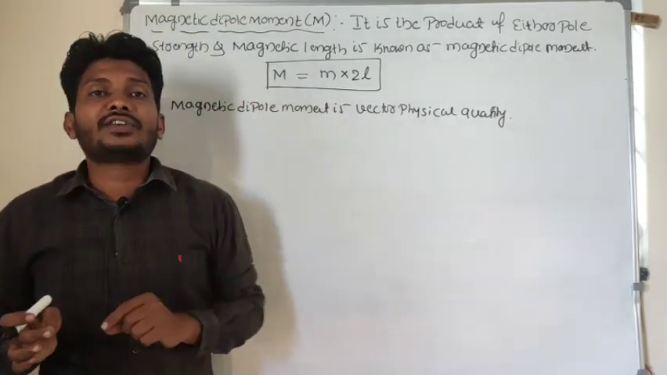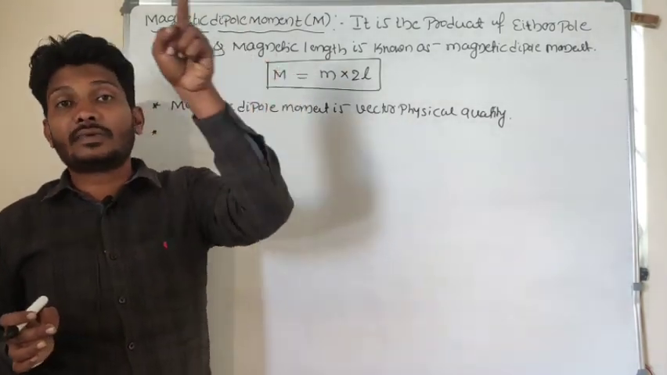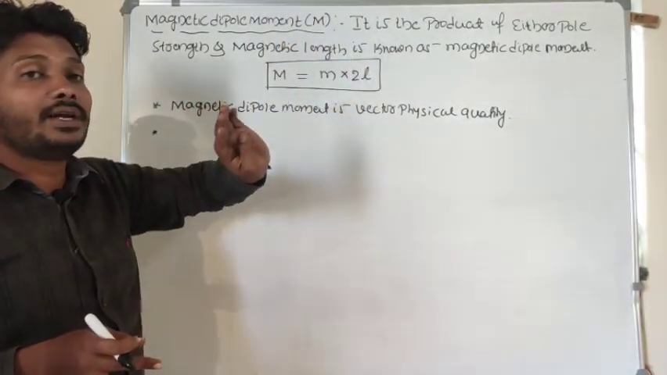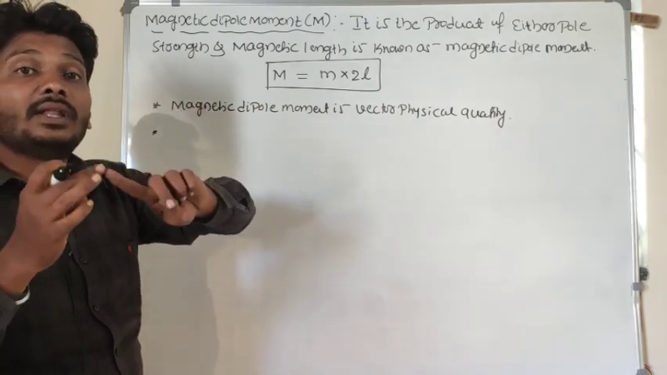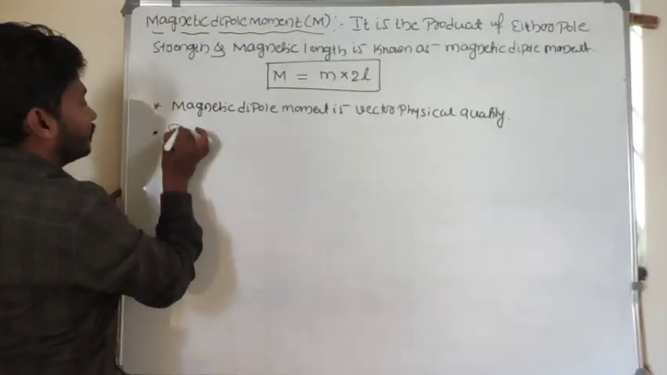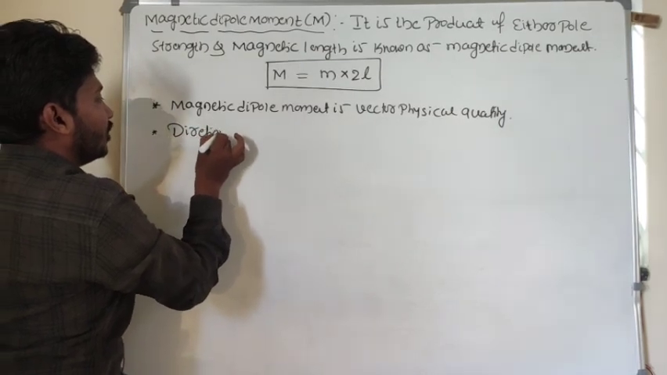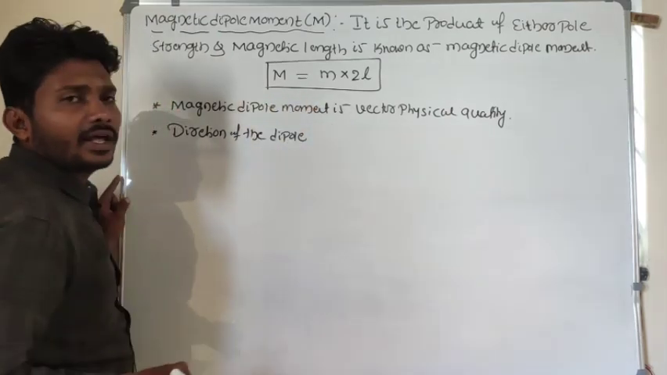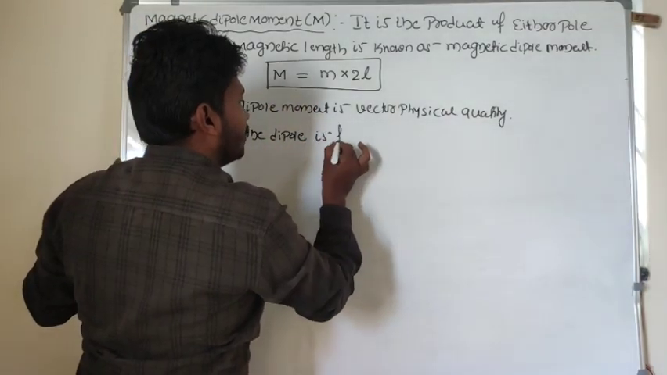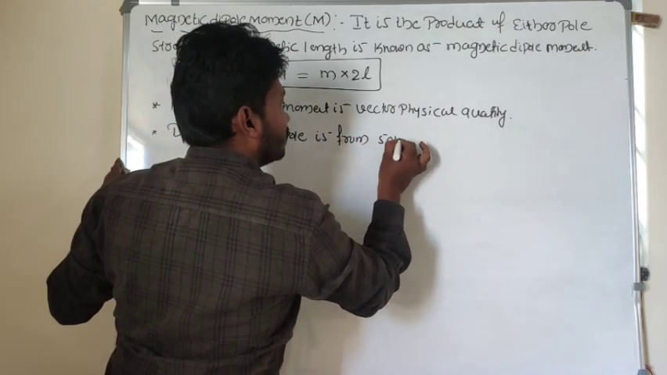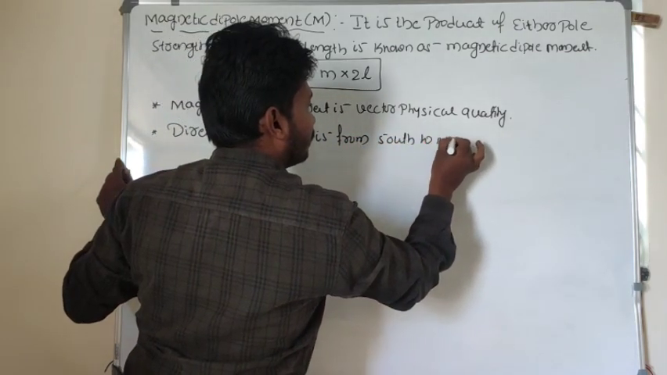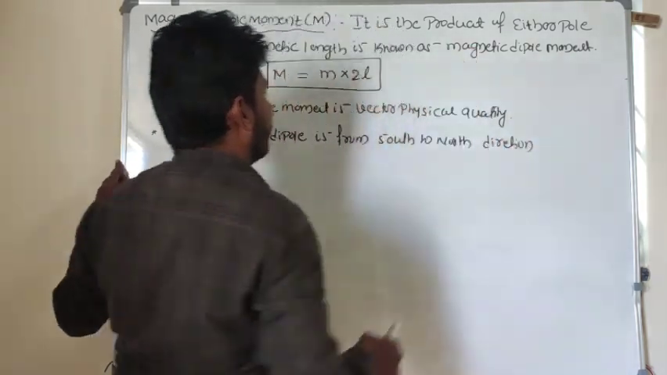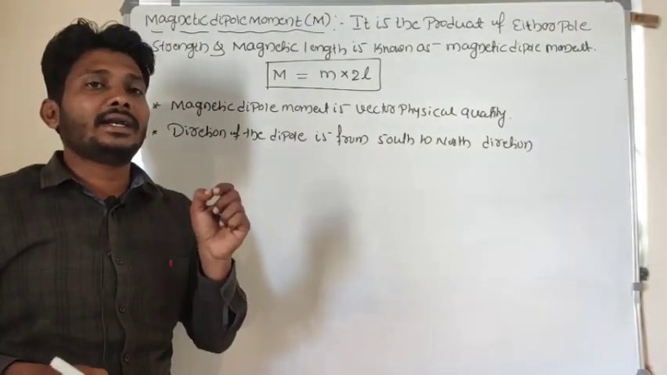Remember here, what is the direction of magnetic field lines? Magnetic field lines start from the north, end at the south. Then what is the direction of magnetic dipole moment here? Direction of magnetic dipole is from south to north direction. So this is about that magnetic dipole moment.